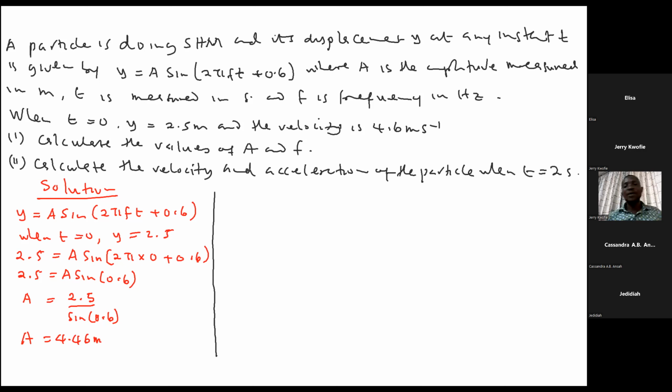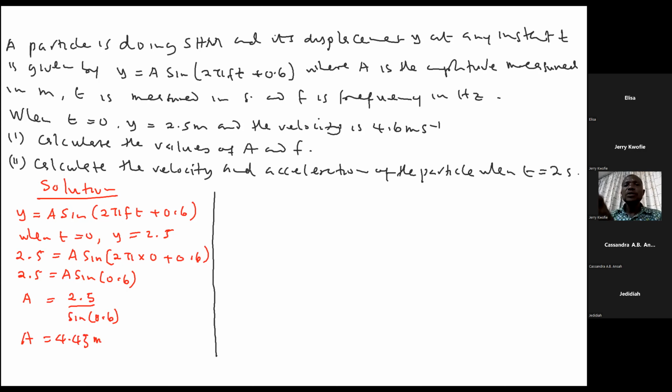Okay, is that correct? Can you confirm the answer? 4.43. All right, so let me make the correction. 4.43. Okay, so that is the amplitude. We want to get the frequency.